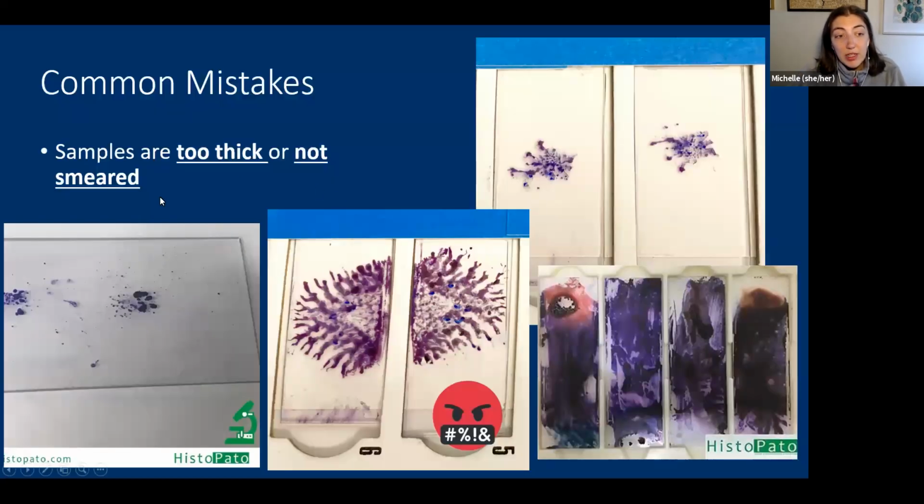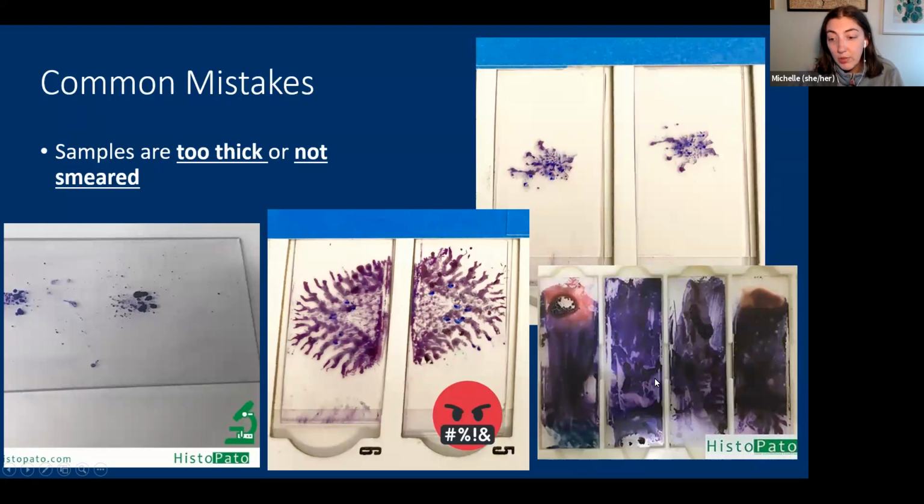So, some common mistakes. Samples that are too thick or not smeared. This is called the Starfish method, and I highly, highly recommend not doing this. This is when you put the slides together and then pull them straight apart without smearing. I really do not recommend this technique at all. And then samples that are just too thick, where I can't see anything.